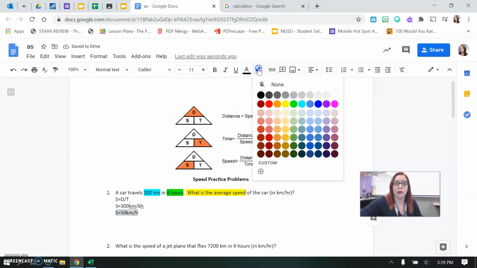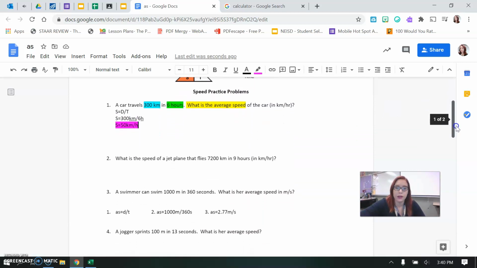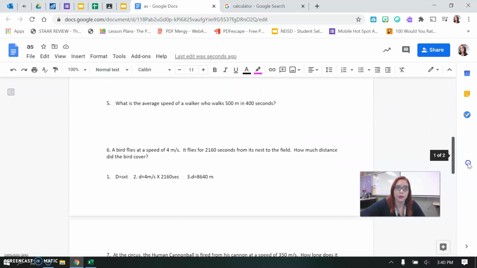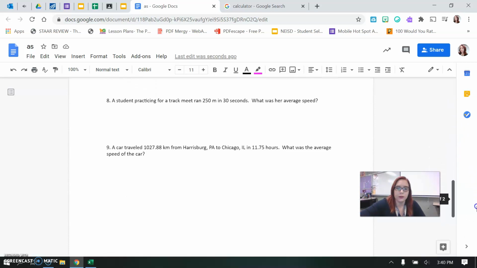If you are not putting your units, if you're not showing me your formula, if you're not showing me your work, then I'm not going to give you full credit. So make sure that each problem has these 3 steps: the formula, the filled out formula, and then the calculated speed, distance, or time. So that was a speed problem. I'll show you a distance problem.